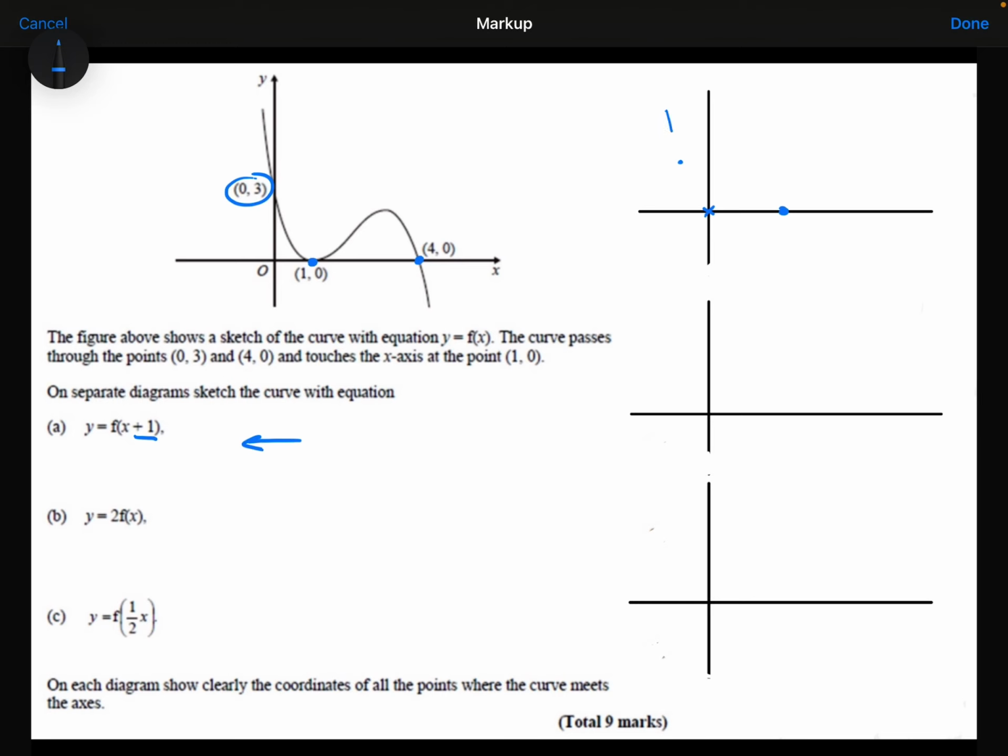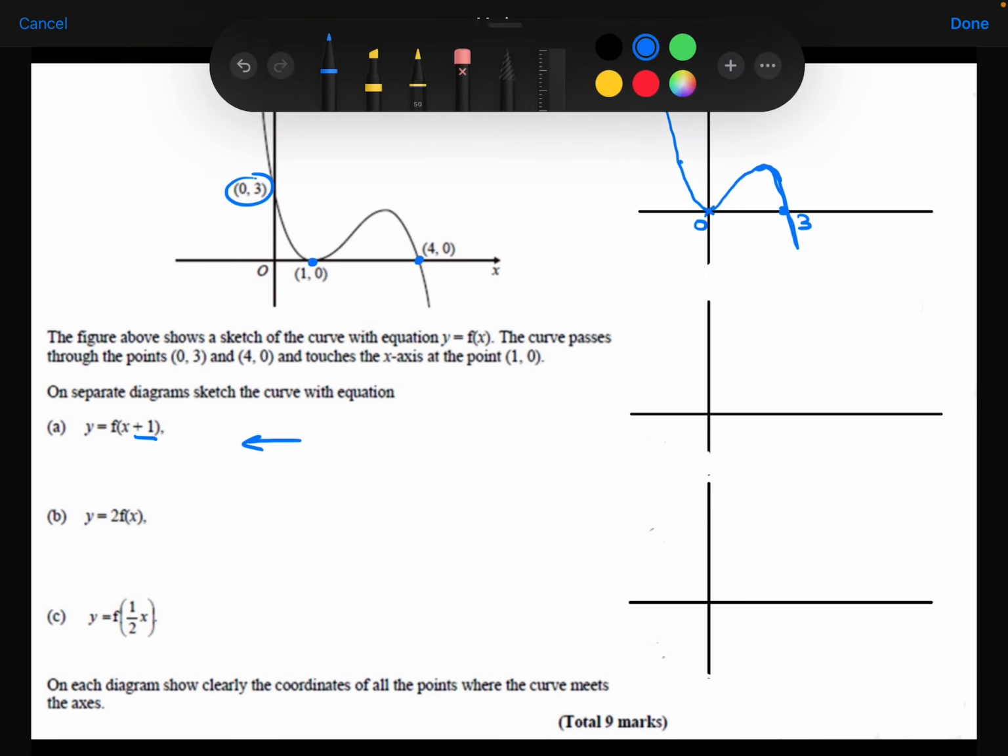So my curve is going to look like this. It touches at the origin, comes back up, and back down through at (3, 0). So that's my answer for part A.